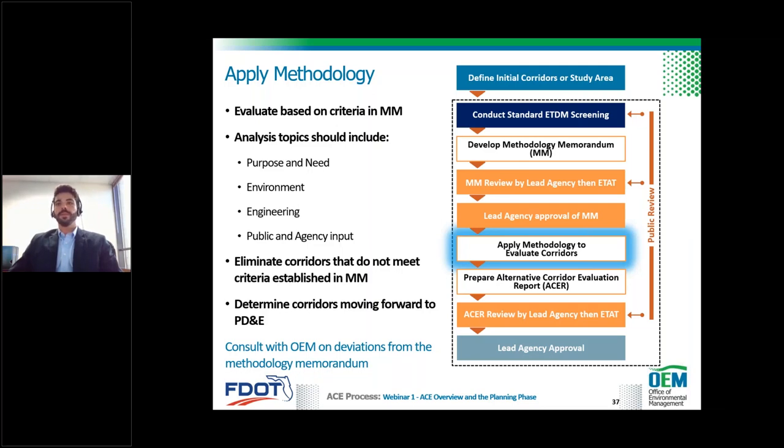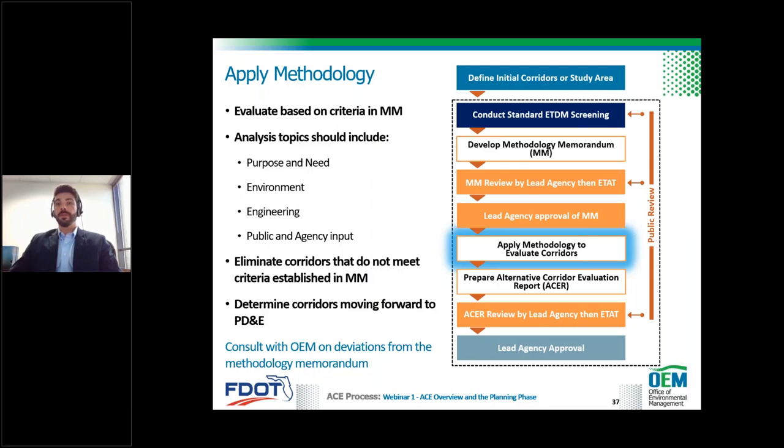Keep in mind that if a corridor does not meet purpose and need, then you can eliminate it before proceeding to the other analysis topics. As well, you can eliminate corridors for not meeting the thresholds established in the methodology memorandum. For instance, it has a disproportionately high impact to environmental resources, unfavorable public support, or it's just not feasible from a cost perspective. That's why your methodology is critical to help eliminate corridors.